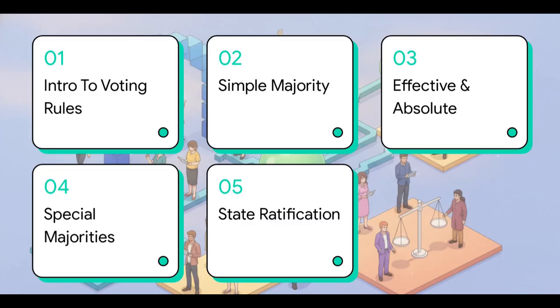Here's our roadmap for today. We'll start with an introduction to voting rules, move on to the everyday simple majority, step up to effective and absolute majorities, tackle the three special majorities, and then finally, we'll face the ultimate state ratification.